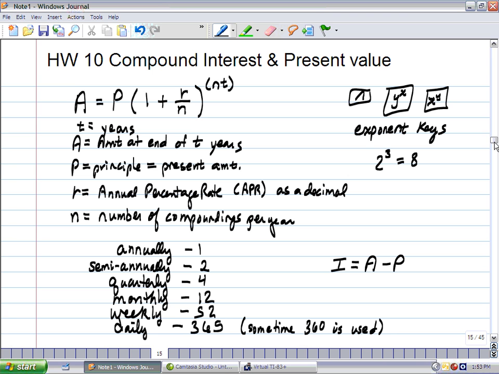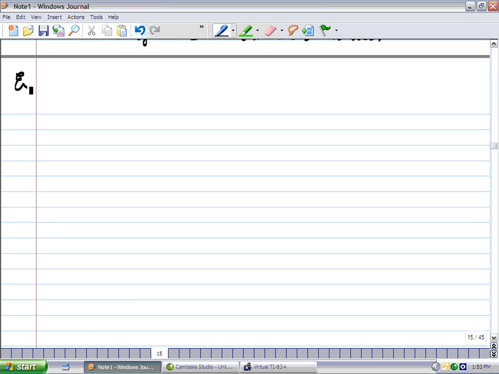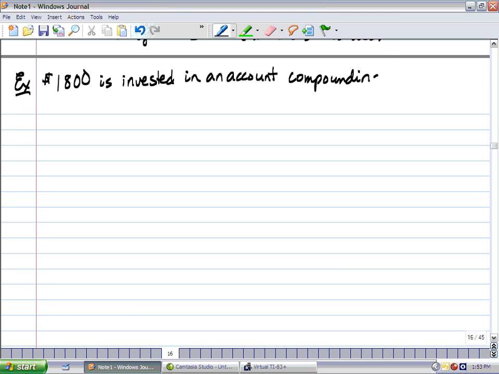Okay, so let's look at a couple of examples of this. Okay, the first example, I'm going to say $1,800 is invested in an account compounding quarterly at an APR, annual percentage rate, of 5% for 3 years.